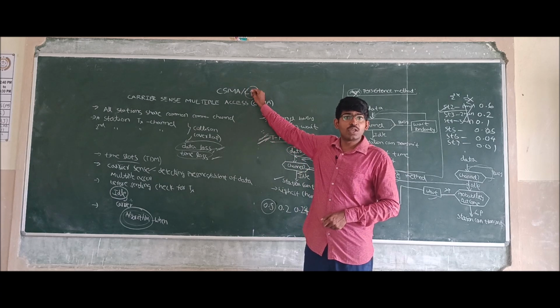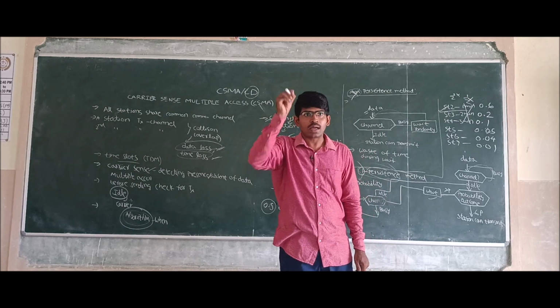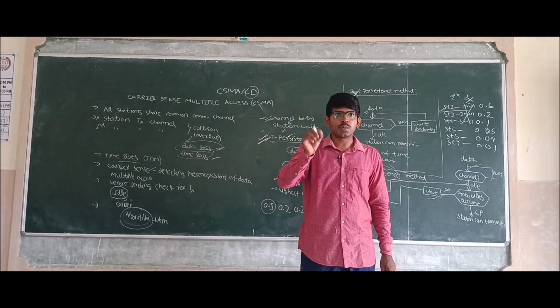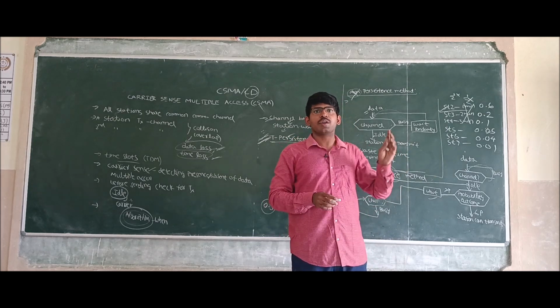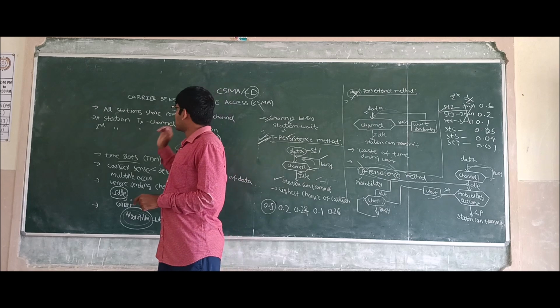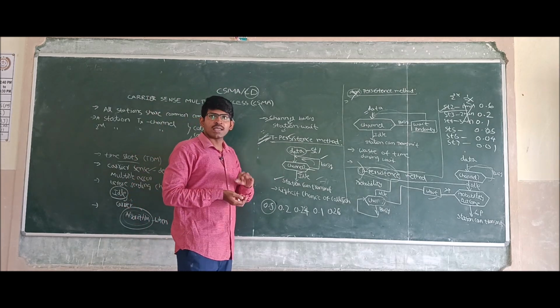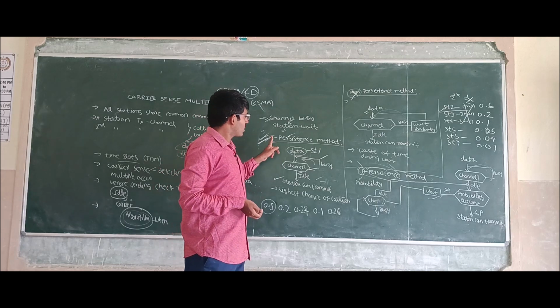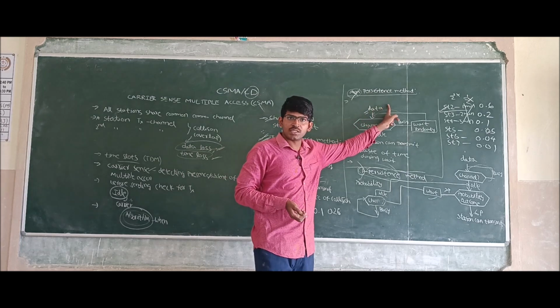CD is nothing but collision detection. The collision should not occur. We have to transmit data without collision. These three algorithms we are using. Now you tell me, in carrier sense multiple access, how many algorithms are we using? 3 algorithms. What are those? I-persistence method, non-persistence method, and P-persistence method.